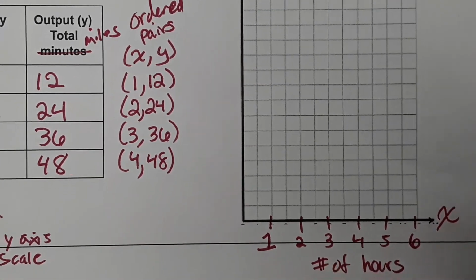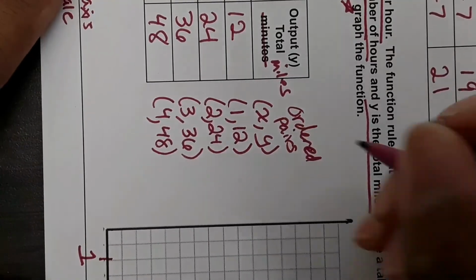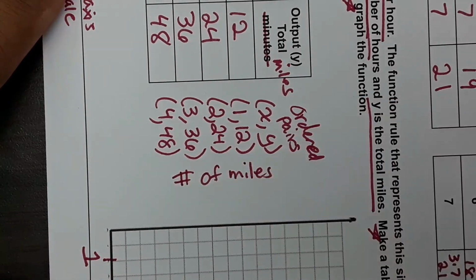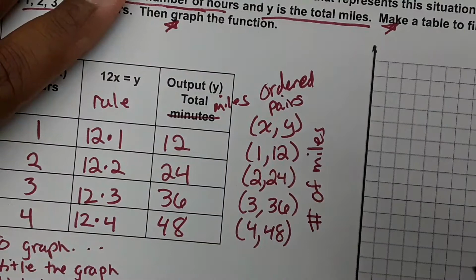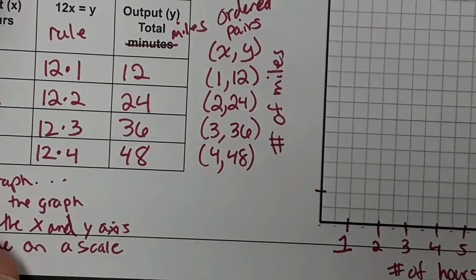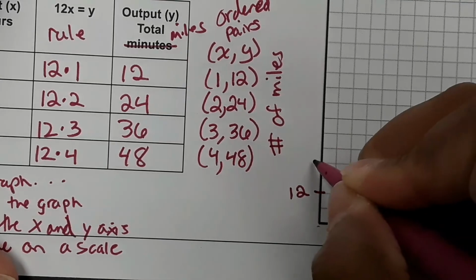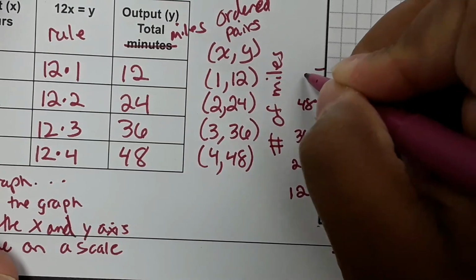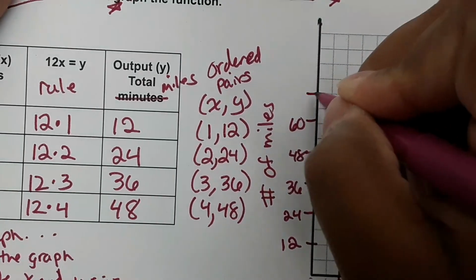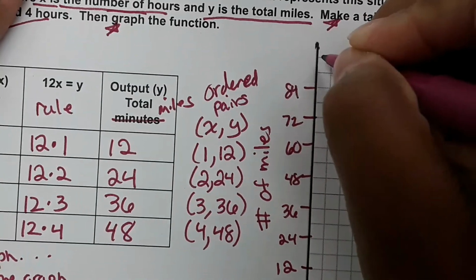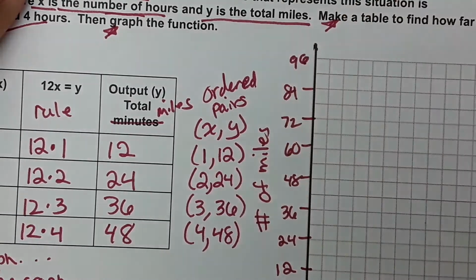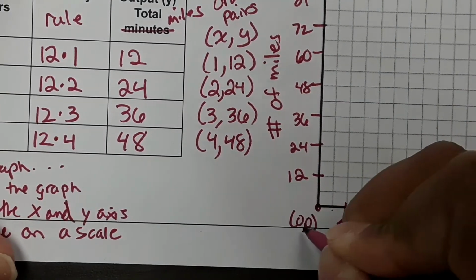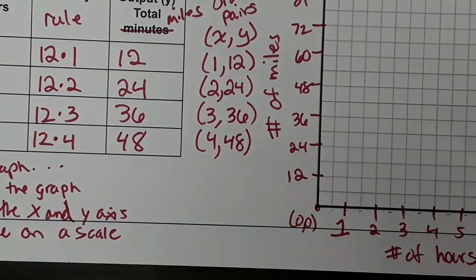Now we're going to do the same thing with our y. This is going to represent, I'm turning the page for a moment, number of miles, so the distance he's traveled. And I'm going to let every 2 boxes here represent 12 miles. So 12, 24, 36, 48, 60, moving all the way up, 72, 84, and then we end up with 96. Perfect. Now we know this point here would be our origin, 0, 0. That's always good to know. That's where the x and y axis come together.